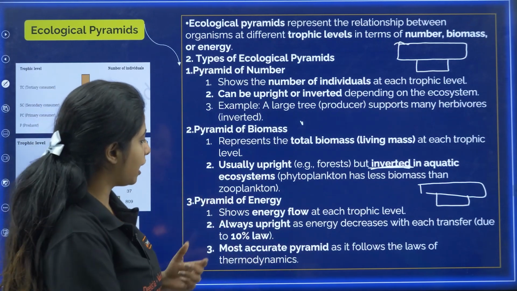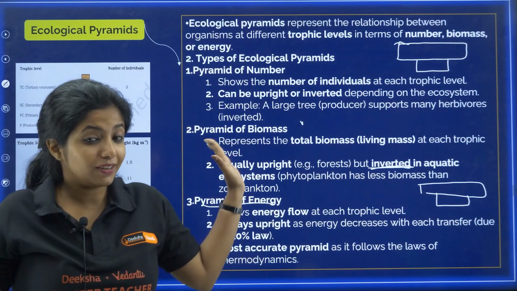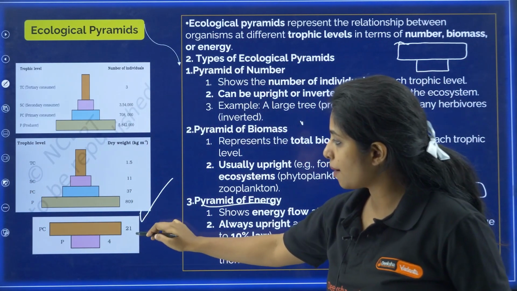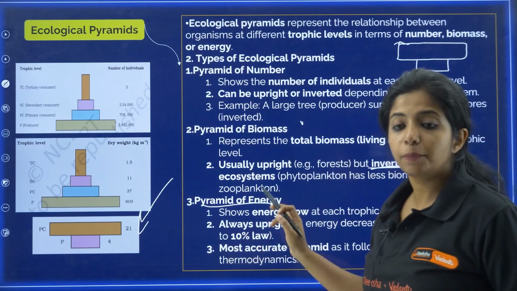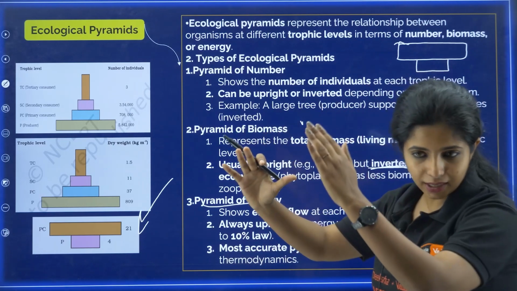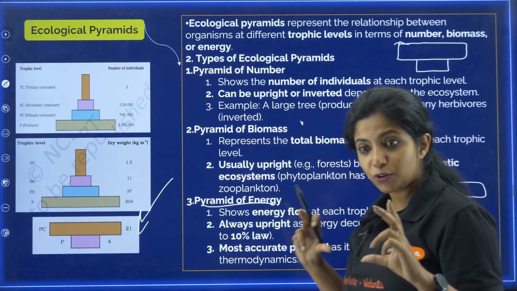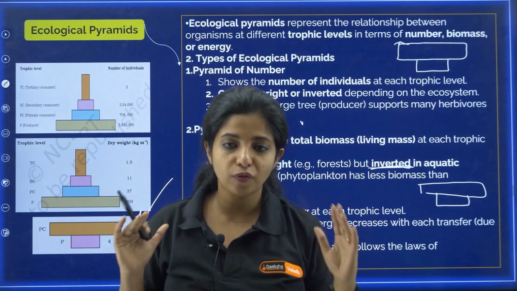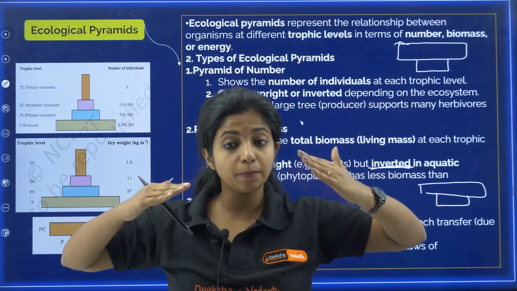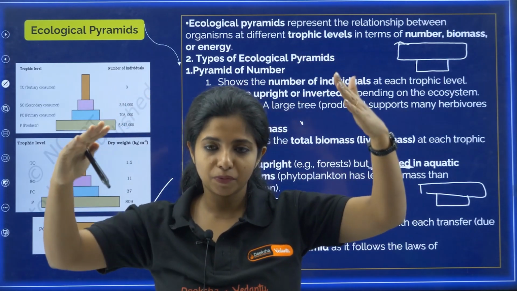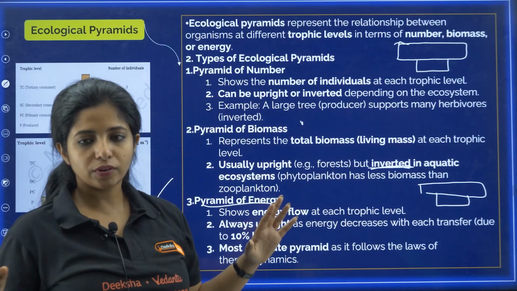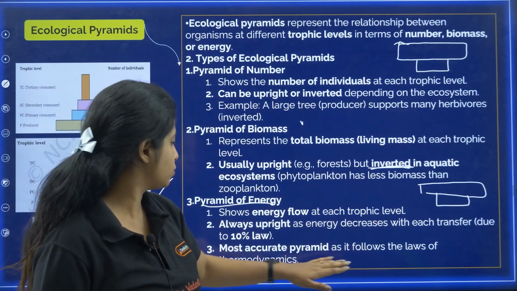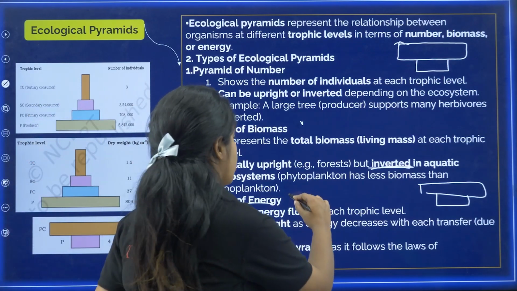Got it? Now, the pyramid of energy. In the pyramid of energy, you cannot do anything. There is no inverted, only upright. So this was the example of an inverted biomass pyramid. When you talk about the pyramid of energy, it has to be always upright because, as I said, the producers are the only ones that can capture the sun's energy, and the organism that captures it has the most amount of energy. Then comes the other organism. According to the 10% rule, it becomes less and less. So obviously it has to be upright. There is no other way. So it is always upright as energy decreases with energy transfer. It is the most accurate pyramid as it follows the law of thermodynamics and shows energy flow at each trophic level.